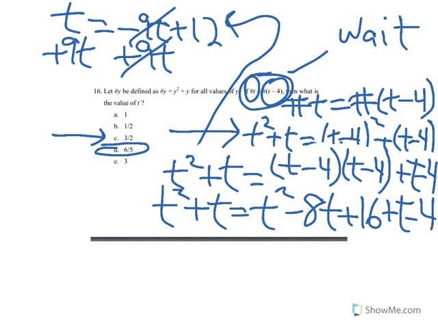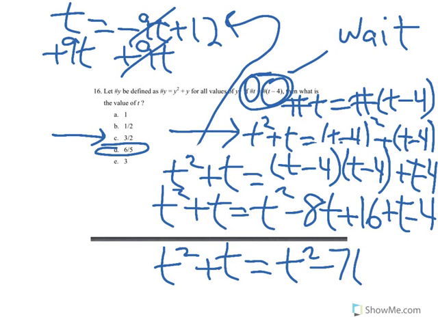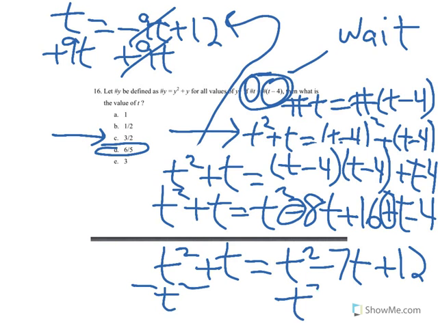How about that? Okay. If I combine like terms on the right side, it's actually t squared, not minus 9t, but minus 7t. You gotta be careful with that. This was a minus and this was a plus. So minus 7t plus 12. And then if we subtract off the t squareds, we come up with this equation, which I'm going to write over here. t equals negative 7t plus 12.